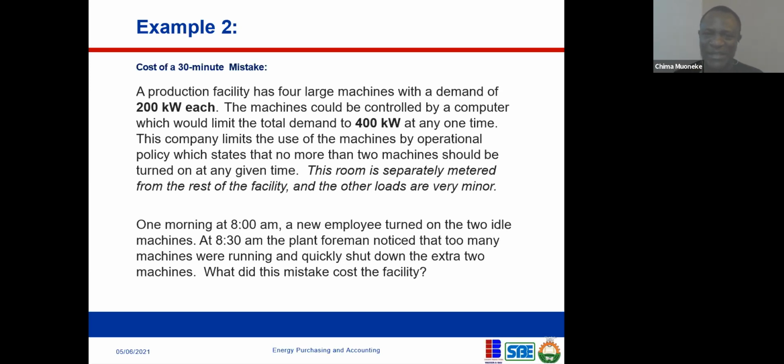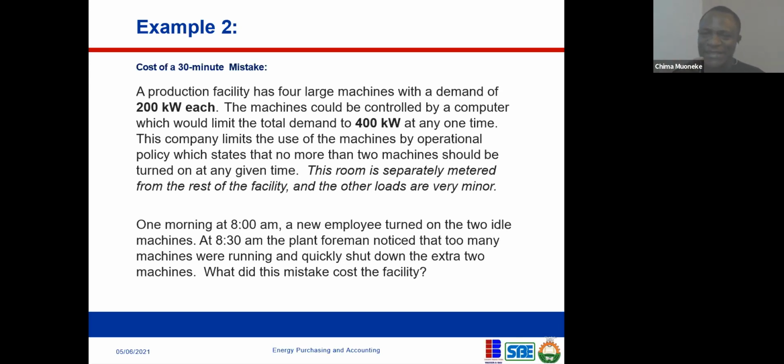Now, because they don't want to hit that 800 kilowatts, the machines could be controlled by a computer, which will limit the total demand to 400 kilowatts at any one time. They don't want to go more than 400 kilowatts because if they go more than that, they'll pay more. So they want to operate only 2 at a particular time, right? Now, this company limits the use of the machines by operational policy, which says that no more than 2 machines should be turned on at any given time. The reason for this is because they want to control their demand. They don't want to pay unnecessary demand charges.